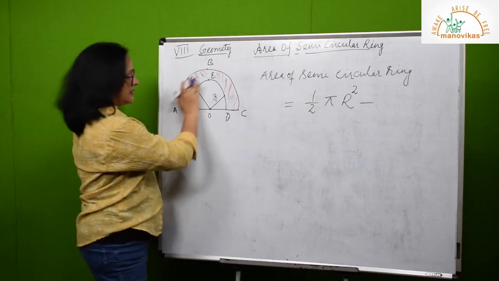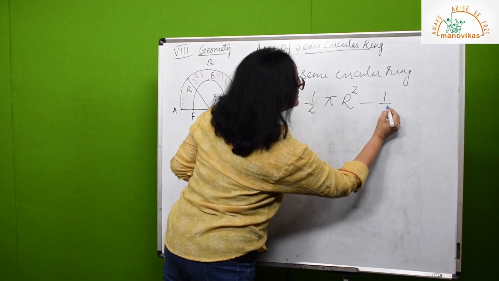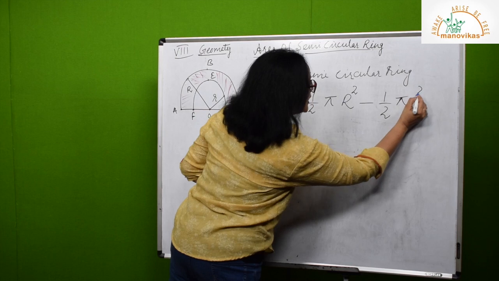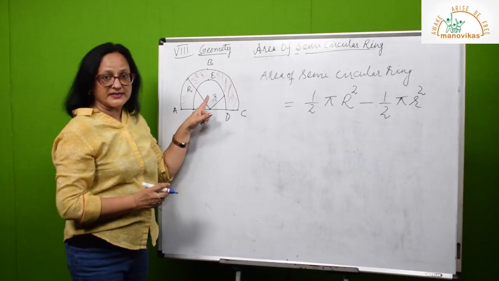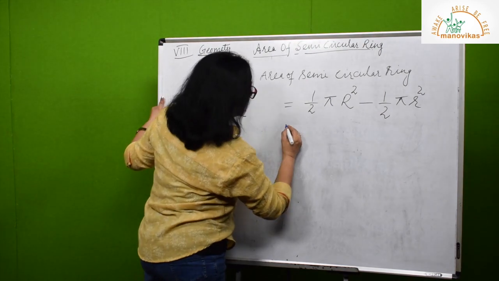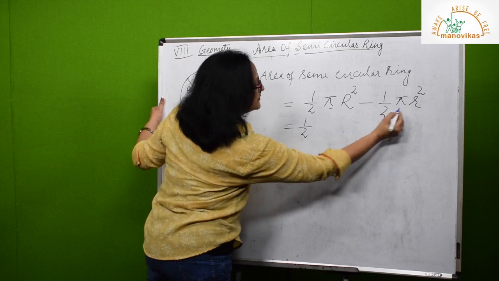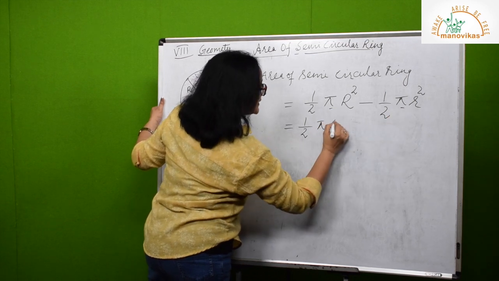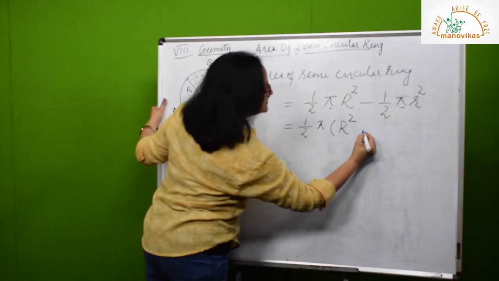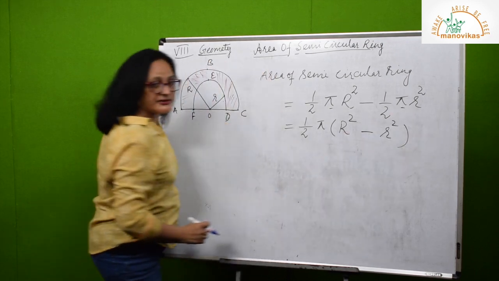From this subtract the inner semicircle. So again apply the area of the semicircle. This time the radius is small r. The radius of the inner circle is small r. So this is the area of the semicircular ring. We can further simplify it. Pi can be taken as common, so R square will remain in the first term, minus small r square in the second term.